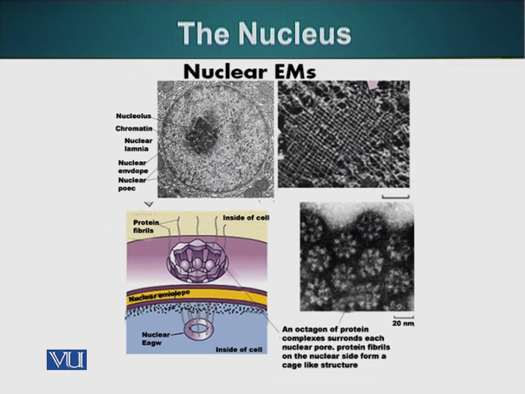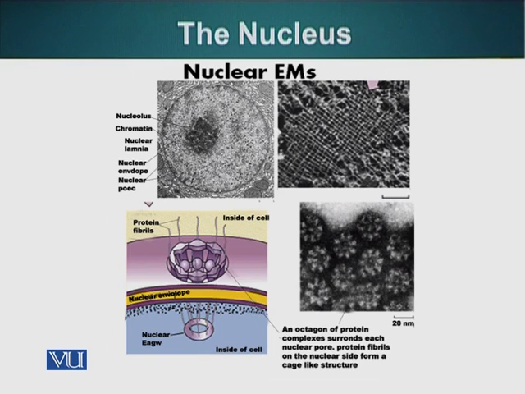Here on the screen, you can see the structure of nuclear pores. The nuclear pores, as I mentioned, have octagonal symmetry, shown in an electron micrograph of a nuclear pore. Here you can see the nuclear lamina. This is also an electron micrograph of the nucleus.